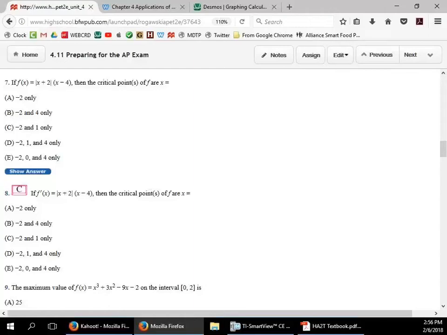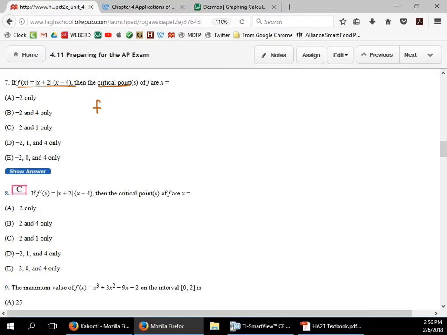Number 7. Oh man, look at this funky function. Okay, here we're supposed to find critical points. That's what we're looking for. So what we have to do is find where the f prime for this function is equal to 0 or where it is undefined. So let's first find f prime.